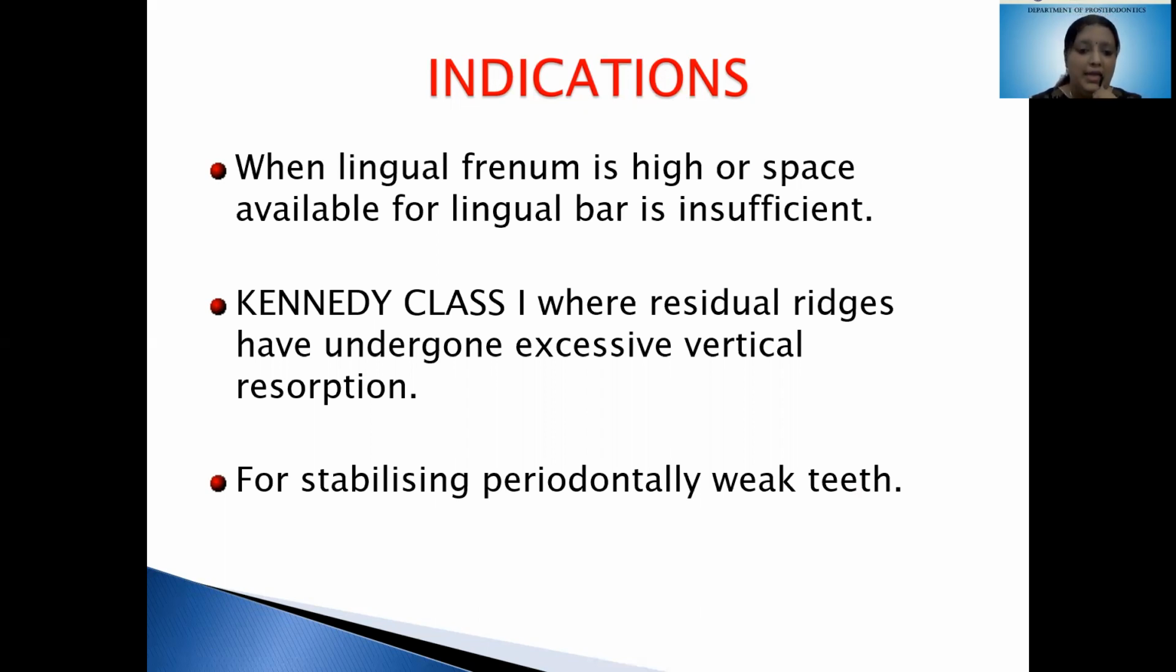Then for stabilizing periodontally weak teeth, if the lower anteriors are mobile, when we give a lingual plate, in future, suppose a tooth is lost also, we can just solder a loop and add an additional tooth. So that is one main advantage of the lingual plate. It stabilizes the periodontally weak teeth. It also gives provision for addition of artificial teeth in the future.